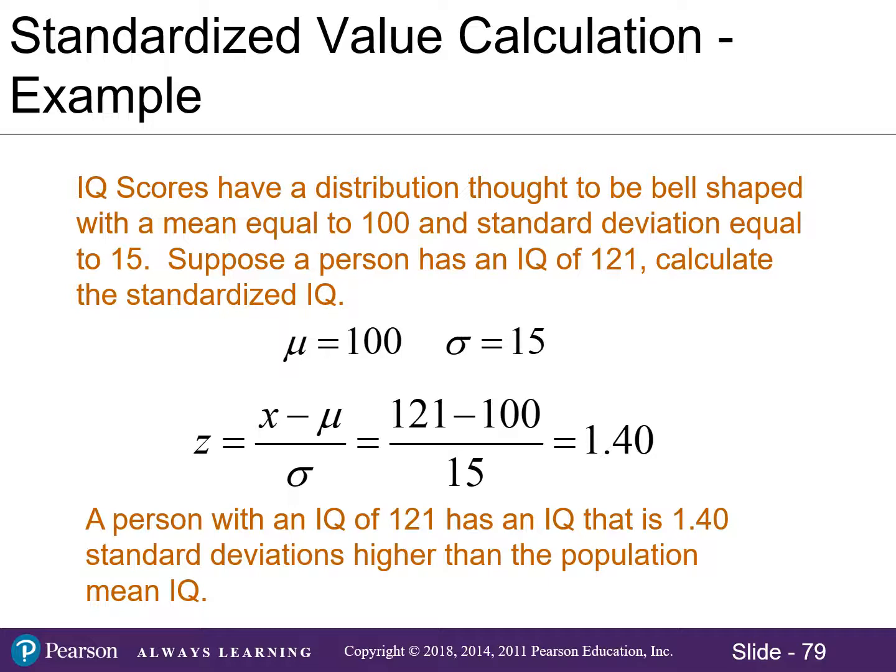The new one, I think the mean is 120. I'm wrong about that, it's something else. Anyway, let's pretend somebody has an IQ score of 121. Let's see how unusual that is.